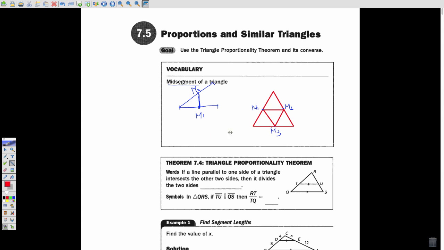as long as I connect the midpoints, now I have M1 M2, M1 M3, M2 M3, three midsegments. So a midsegment of a triangle is the segment that connects the midpoints of two sides of a triangle.